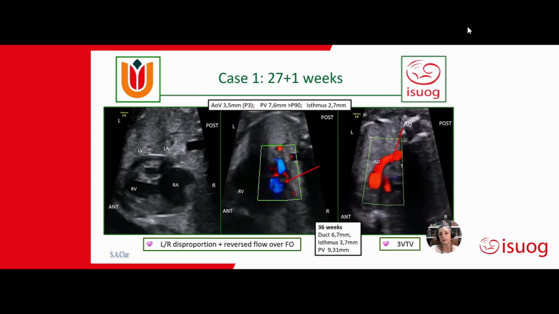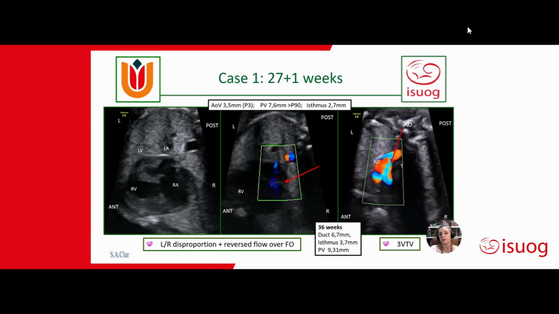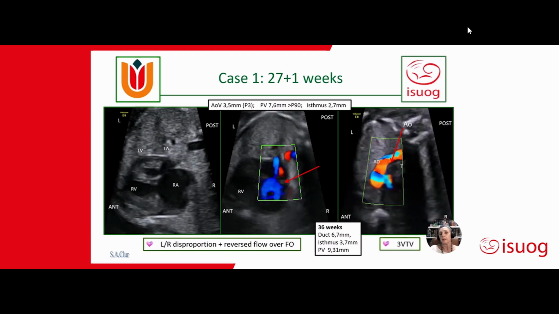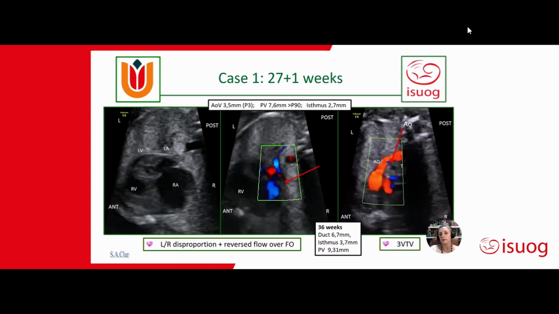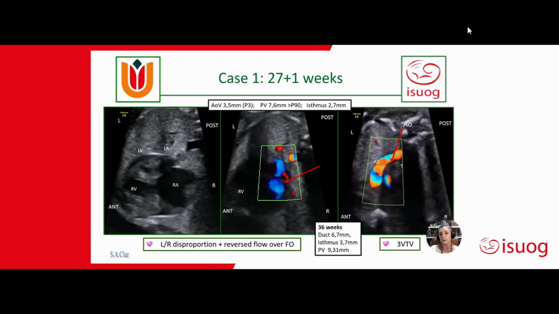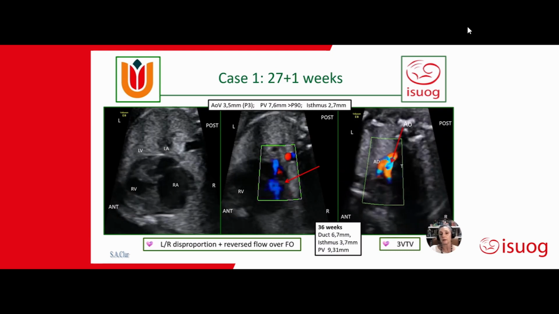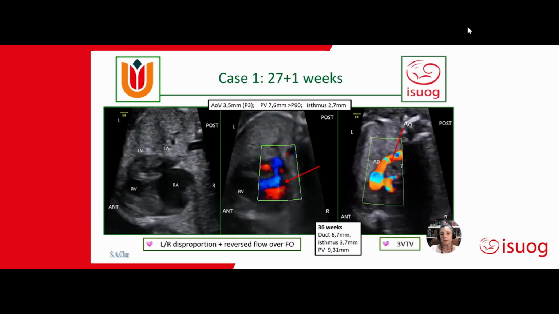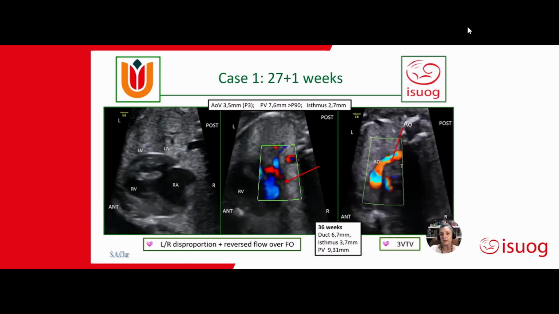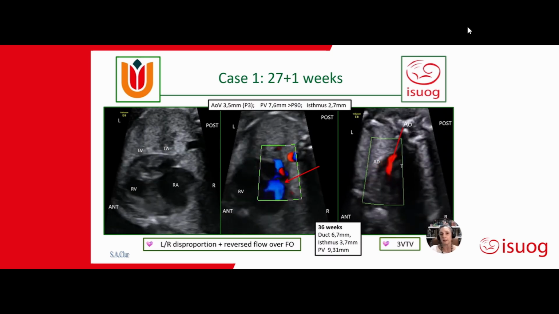What we see on the right side is the 3-vessel and trachea view. We can see the arterial duct uniting with the distal part of the aortic arch. The aortic arch is possibly a little bit narrower, and with a little bit of turbulence in it.